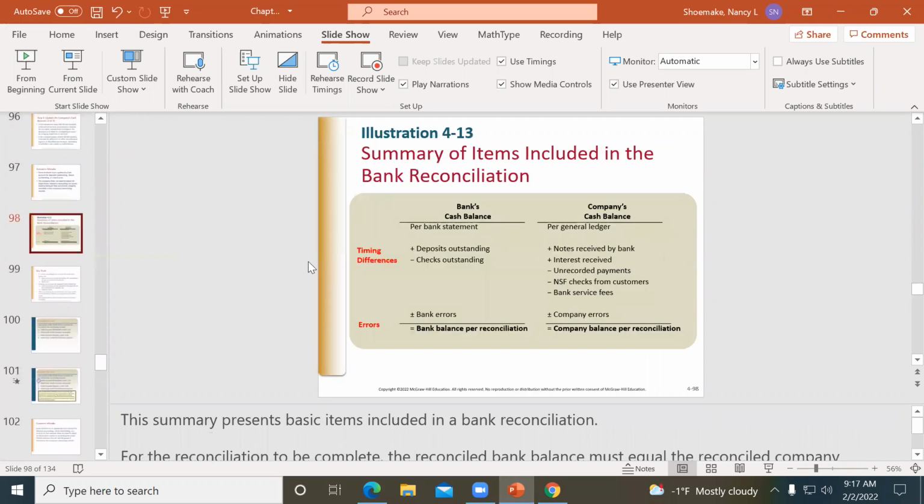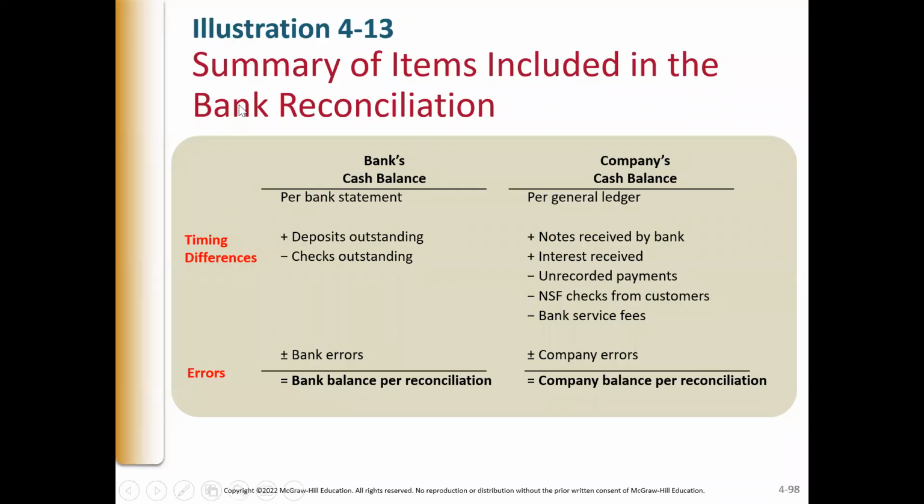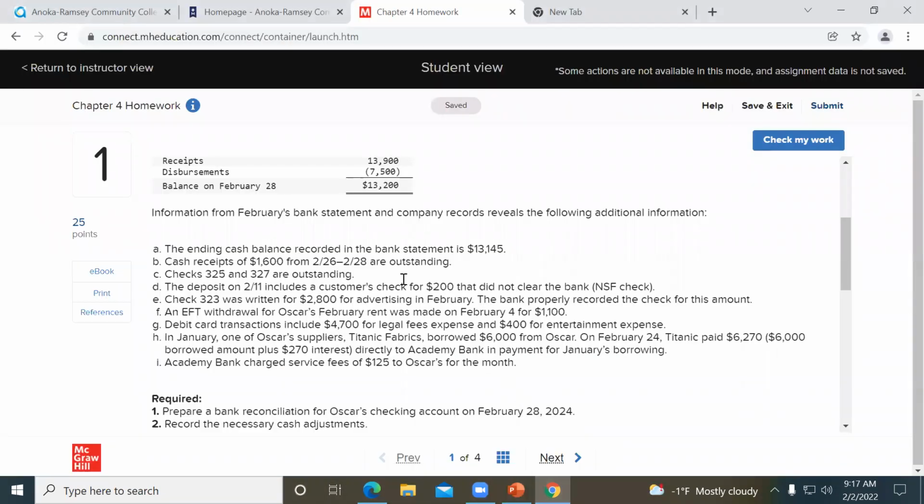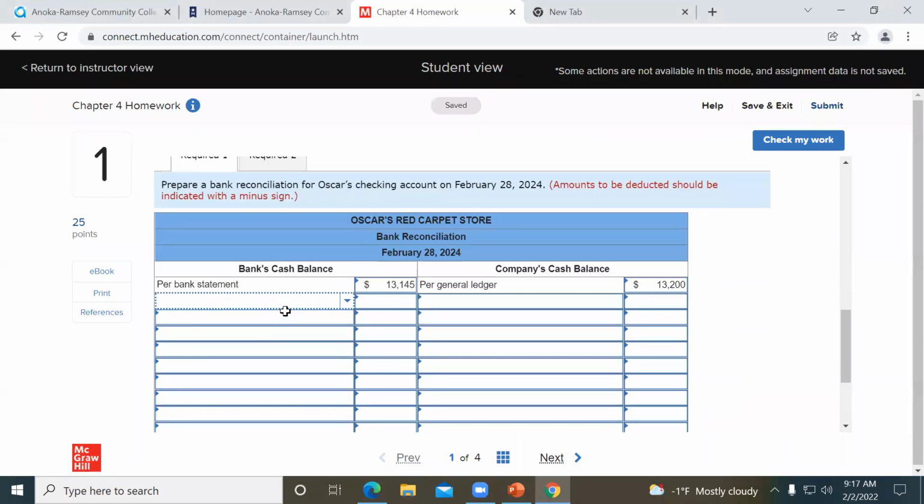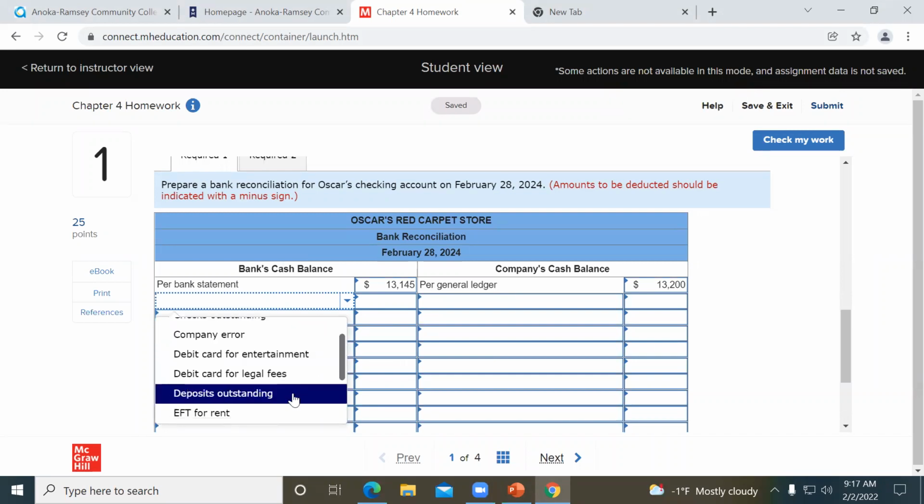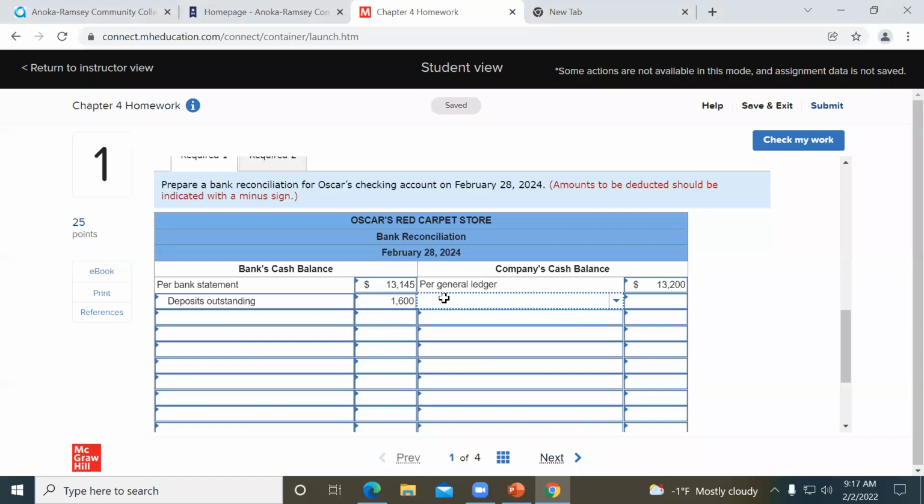Remember this? We show this on the bank's cash balance, deposits outstanding minus checks outstanding. So we are going to go back here. And the cash receipts of 1,600, we add here, don't we? Deposits outstanding, 1,600, right?